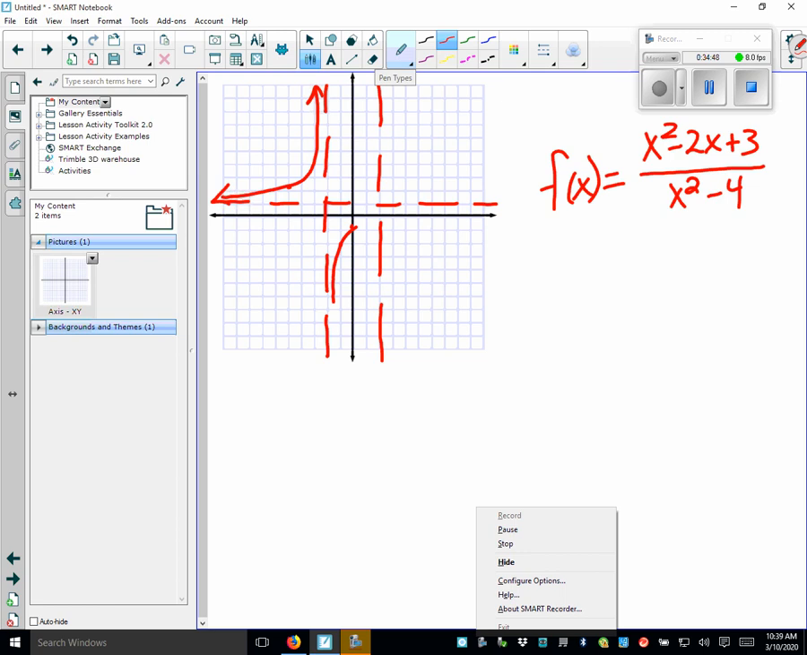Now what does it do? How high does it go? Does it go above the x-axis? No. So it kind of does this. Flattens out and drops straight in. Yeah, exactly. Then has arrows on each end. Yes.